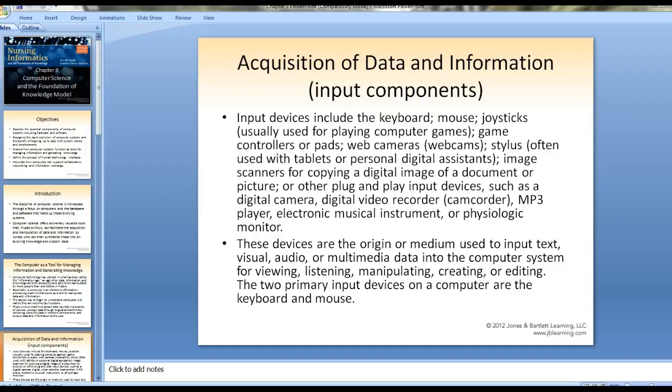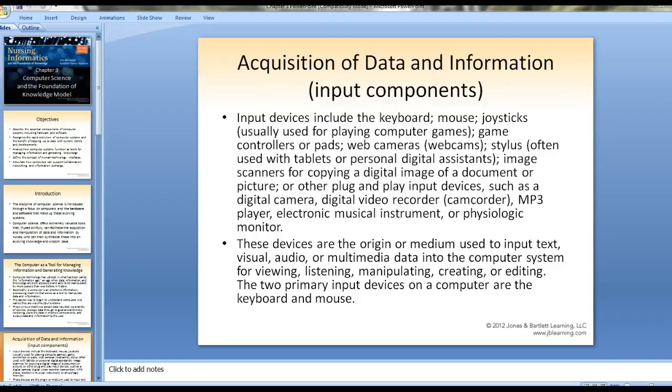So acquisition of data. We use input devices in the computer, like the keyboard, the mouse, the joystick, although I've never played a computer game. Game controllers or pads, web camera, the stylus, which is like those pens that you can use on your personal tablet, image scanners for copying a digital image, other plug-and-play input devices such as digital cameras, recorders, MP3, electronic musical instruments, a physiologic monitor, right? We can check people's vitals with a plug-in.